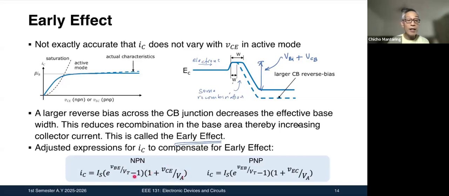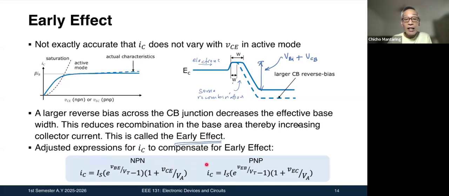This particular term shows now that I sub c will not only be dependent on VBE, it will now also be dependent on VCE. So I sub c now becomes dependent on two things, VBE and VCE. The greater the value of VCE, the greater this term, the larger the increase in I sub c. Again, let me repeat that. The greater the value of VCE, the larger this term, the greater the increase in I sub c. So we're seeing the increase.